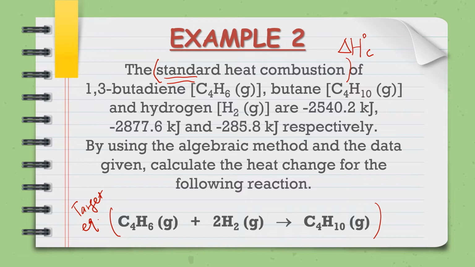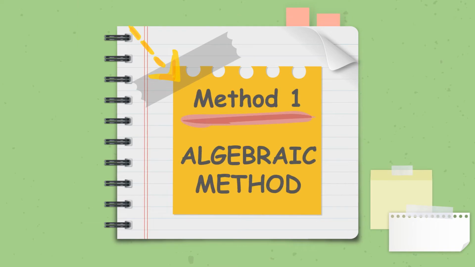Why? Like I mentioned in the previous video, to use that method, the information that you need to have is delta H not formation. Since we don't have delta H not formation over here, the one that we have is standard heat of combustion, delta H not C. So method 3 is not suitable. So let's solve this question by using method 1, the algebraic method.